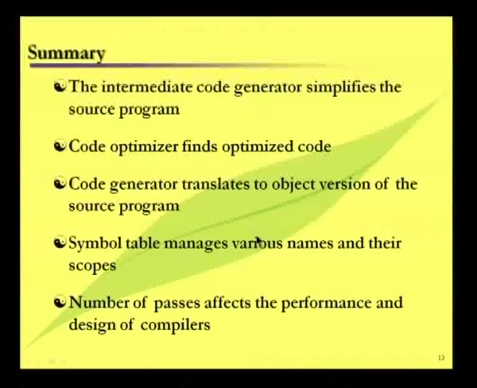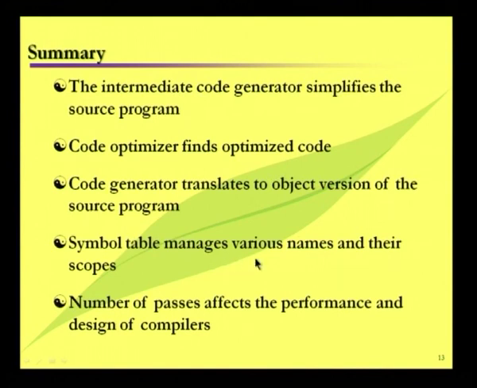To summarize, we have seen the intermediate code generation, which simplifies the source program, and then we make use of the code optimizer to find the optimized code. Then we have seen the code generator, which translates the high level language program into its equivalent object version. And then the symbol table manages the various names and their scopes.